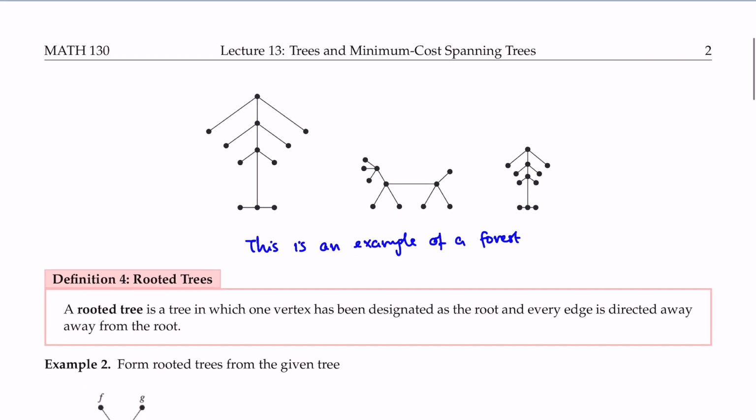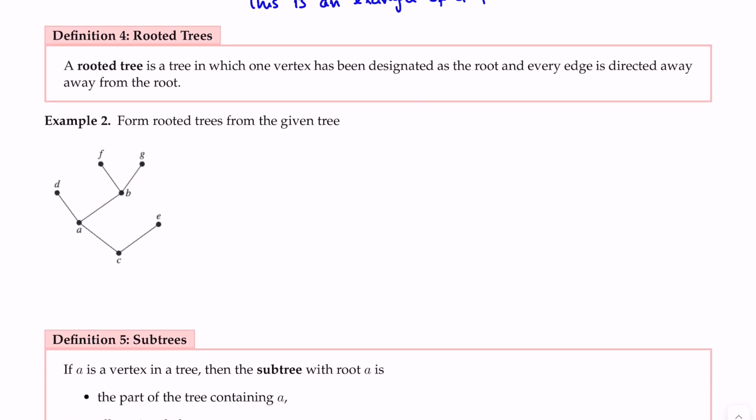Okay. Now, the next definition I want to cover is called the rooted tree. A rooted tree is a tree in which one vertex has been designated as the root and every edge is directed away from the root. Consider the following example. You have this tree, and this is called a rooted tree. From this rooted tree, I can form two different trees with two different roots.